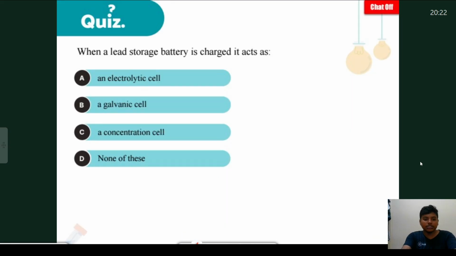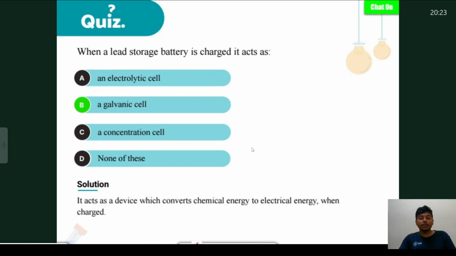So let's do some questions, then we will end. When a lead storage battery is charged, it will act as what? Electrolytic cell.